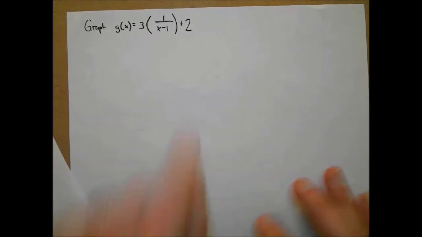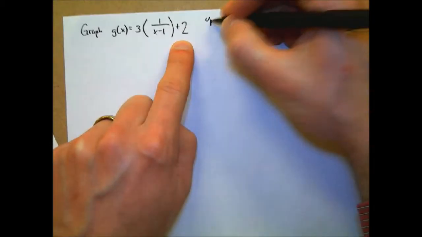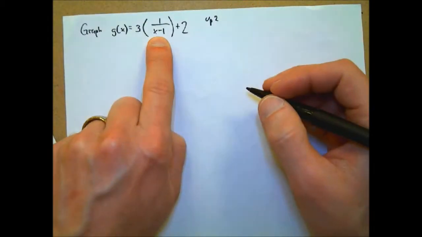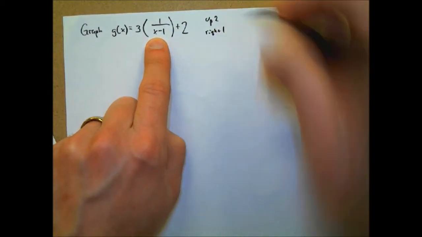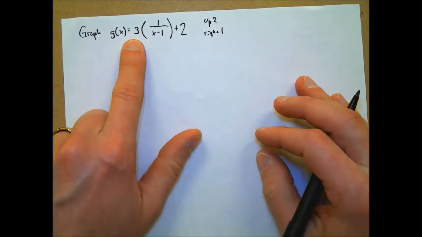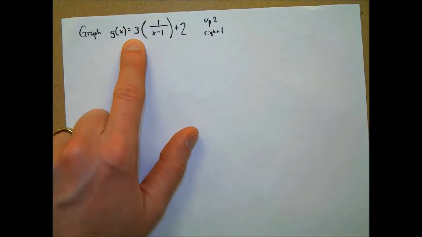So let's just identify what kind of transformations we see here. This +2 on the end, what's that going to do? Up 2. What's this -1 going to do in here with the x? Right 1. And what's the 3 going to do? Stretch by 3.